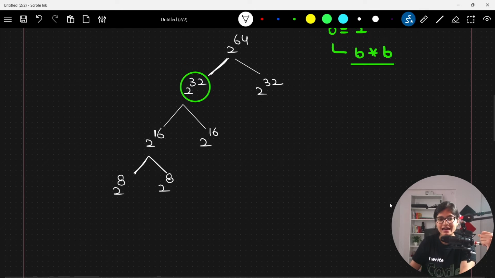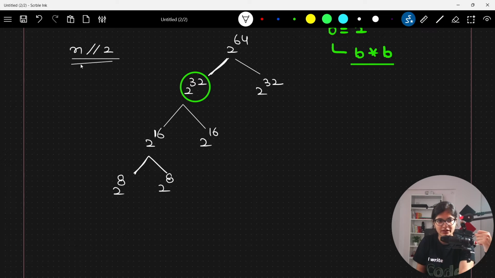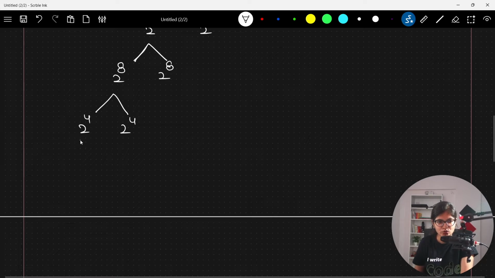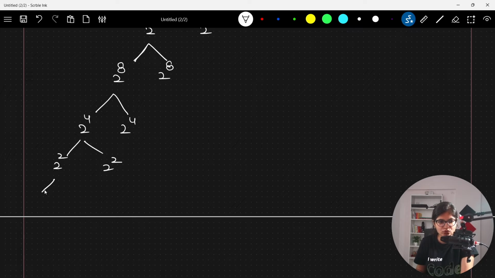At every level, I am doing n divided by 2. Initially I was having 64. I was doing divide by 2 and I was able to get the value as 32. Again, when I do divide by 2, it is 16. Again, divide by 2, it is 8. Again, divide by 2, it is 2 to the power 4, right? Again, divide by 2, it will be 2 to the power 2. Again, divide by 2, it will be 2 to the power 1.